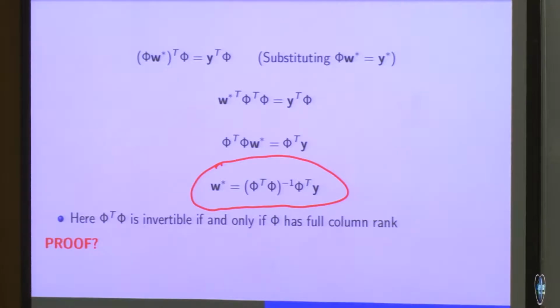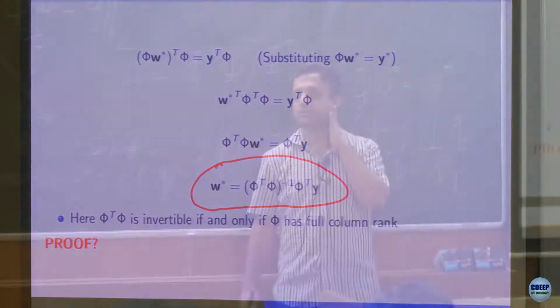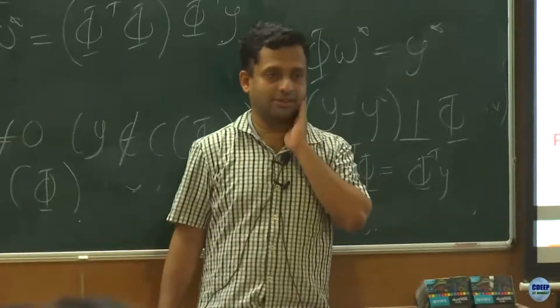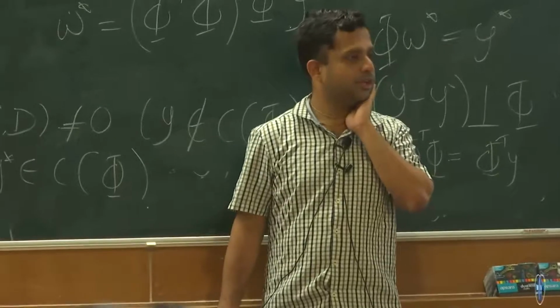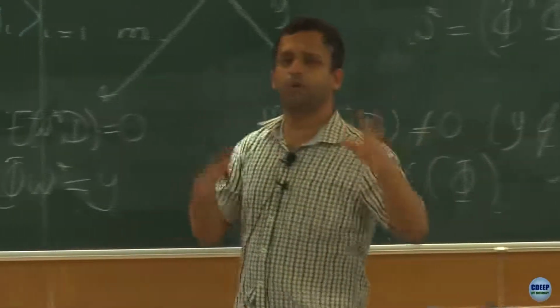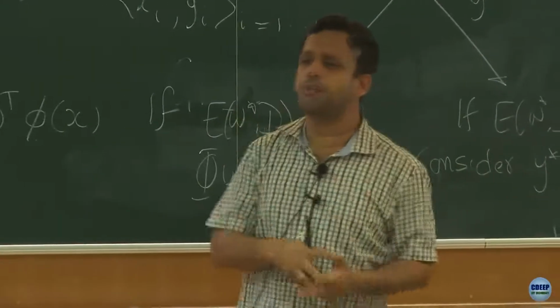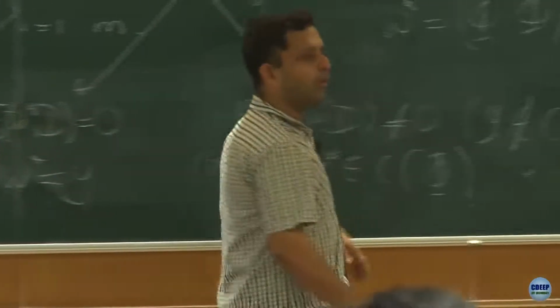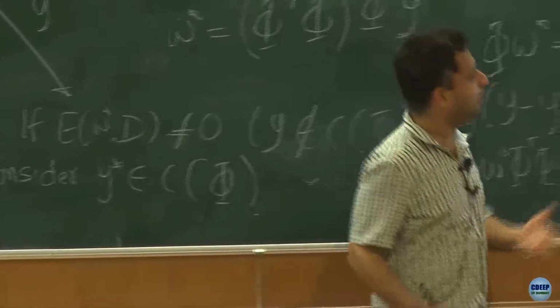Now, some of you were wondering why phi transpose phi has been inverted. Is it invertible? So here's an interesting observation, that phi transpose phi is invertible if and only if phi has full column rank. Can you prove this? What does this mean? Before proving this, what does full column rank of phi mean? Yeah, but what does it mean to say all columns are independent? What is phi?